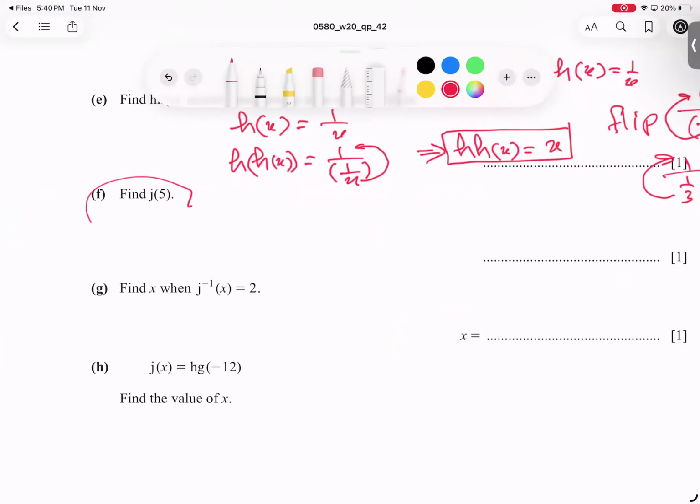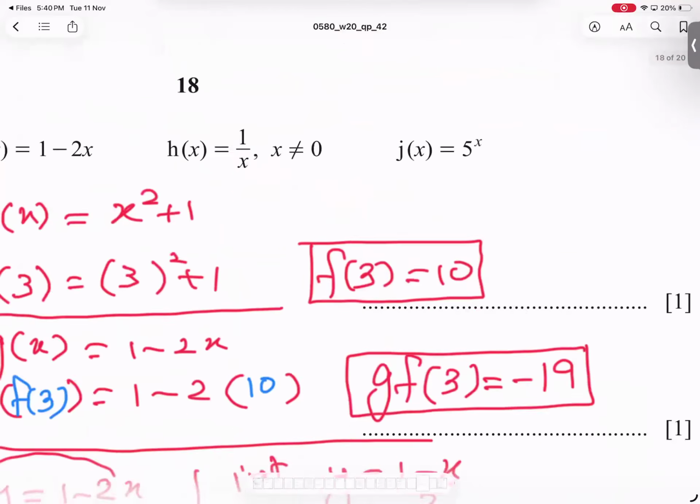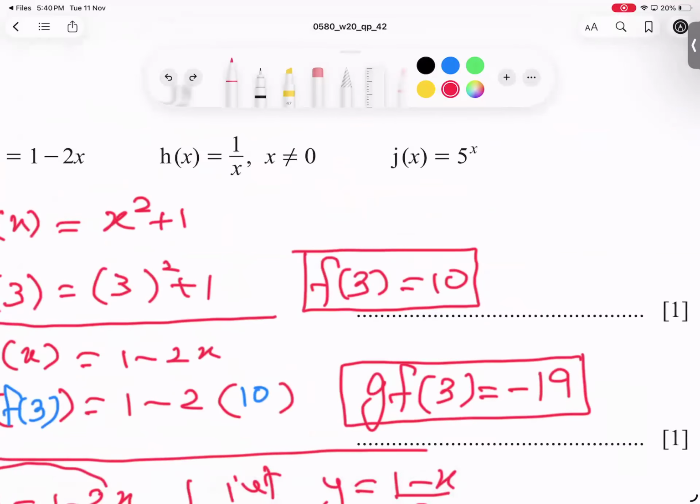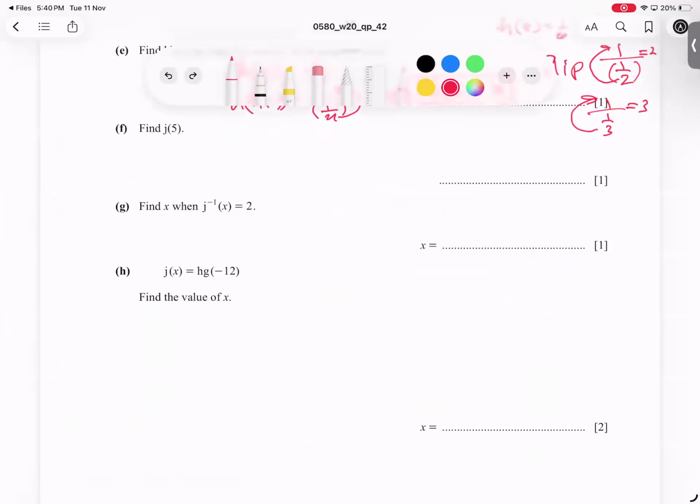Let's discuss j of 5. Two questions of j. So I bring the j function from there. J function is basically 5 to power x. So the j function is 5 to power x. I'm writing here 5 to power x.